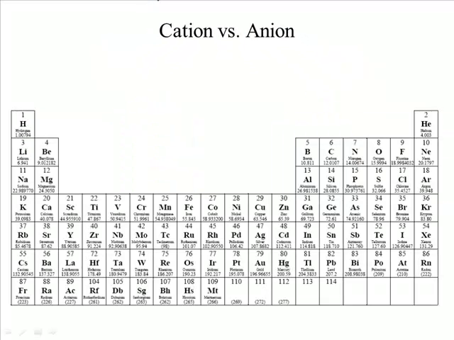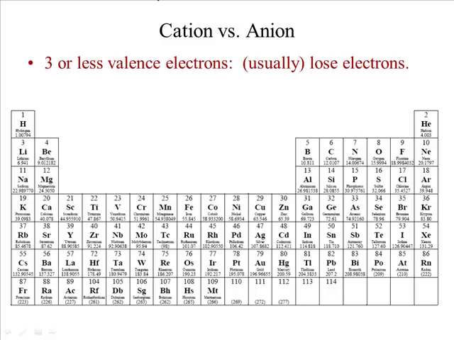Based on the location on the periodic table, it's relatively easy to predict which elements form which cations and which anions. Any element that has 3 or fewer valence electrons generally will be more likely to lose those electrons, in the same way that the sodium lost the electron to become isoelectronic with the noble gas that preceded it. Remember that the group number is the same as the number of valence electrons, so this includes group 1, group 2, and group 3 on the periodic table, as well as all of the transition metals.